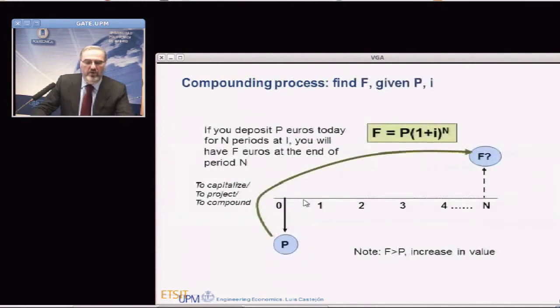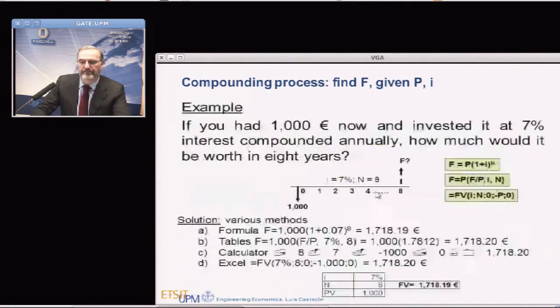So we can calculate the present value or the future value, depending on the case, the compound amount or the present worth. This we have seen before, the compounding process: find F given P, n, and i. To know the future value, we calculate the present value times 1 plus i to the n. You can read, of course, by yourself. As you remember, we named this process to capitalize, to project, or to compound.